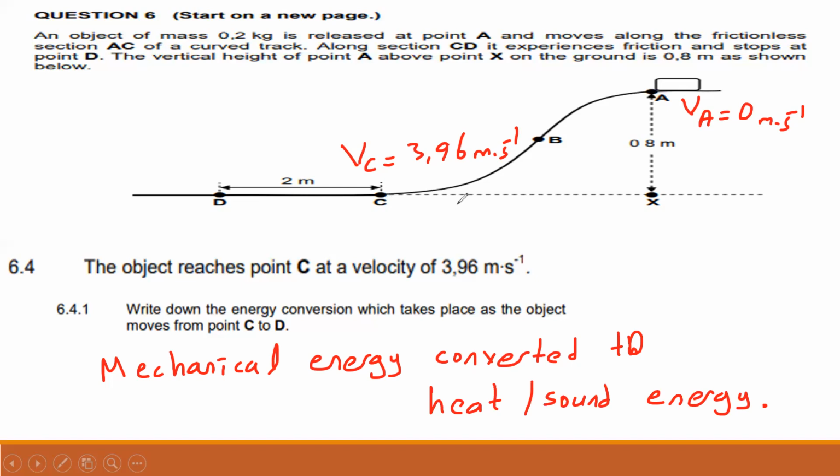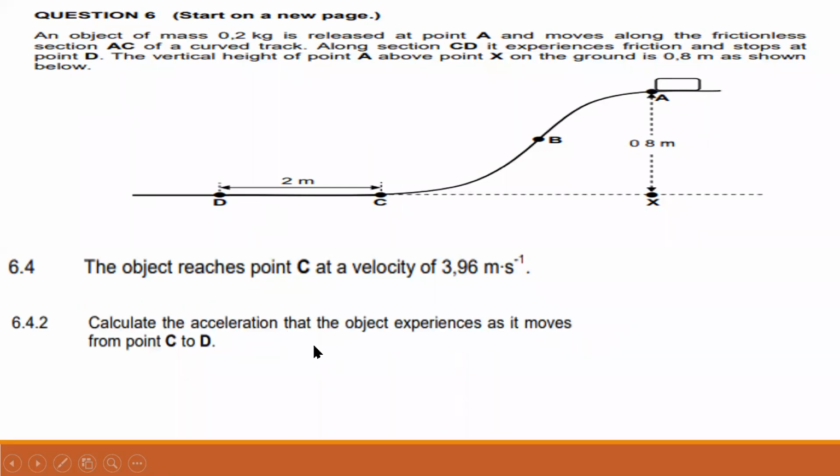Let's continue with next question. Now calculate acceleration of the object if object stops at D. So is it given an object? It is going down and stops at point D. It is given in question. As you see, people, stops at point D. So we can use only from C to D. From C to D, for C, V initial equals 3,96 meters per second.